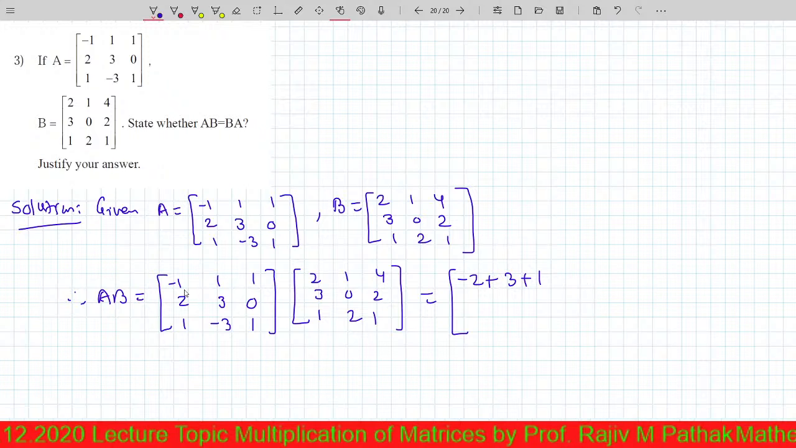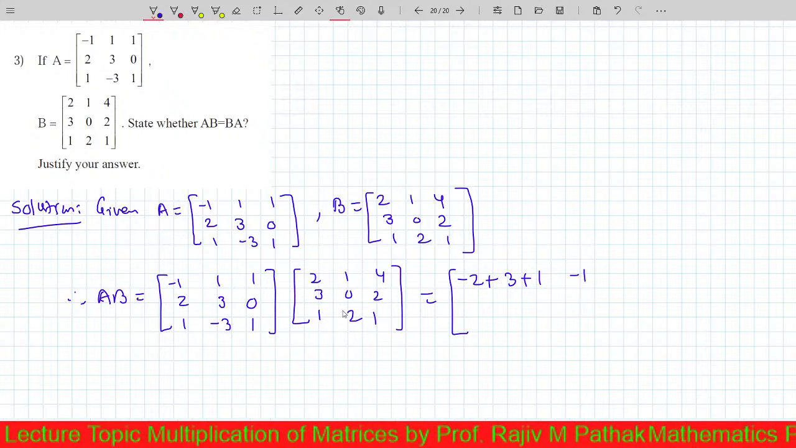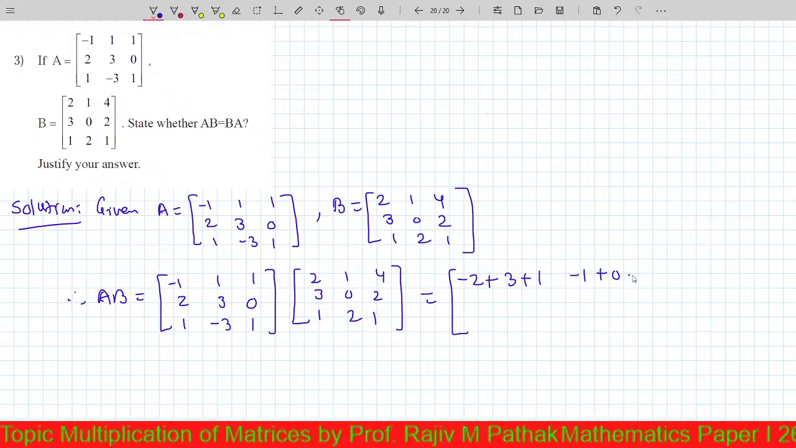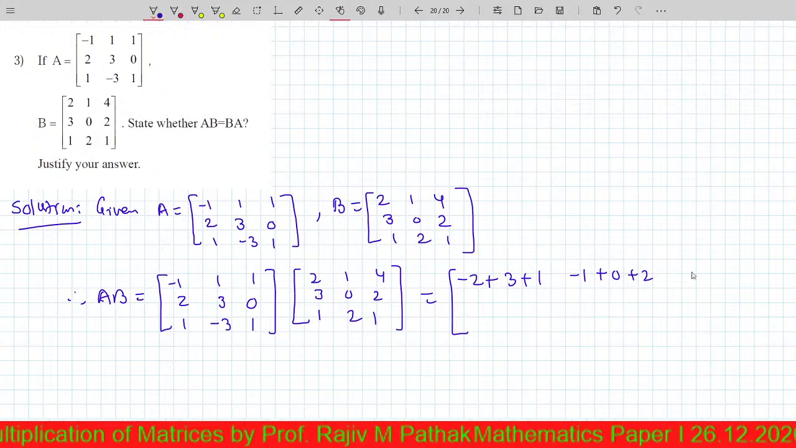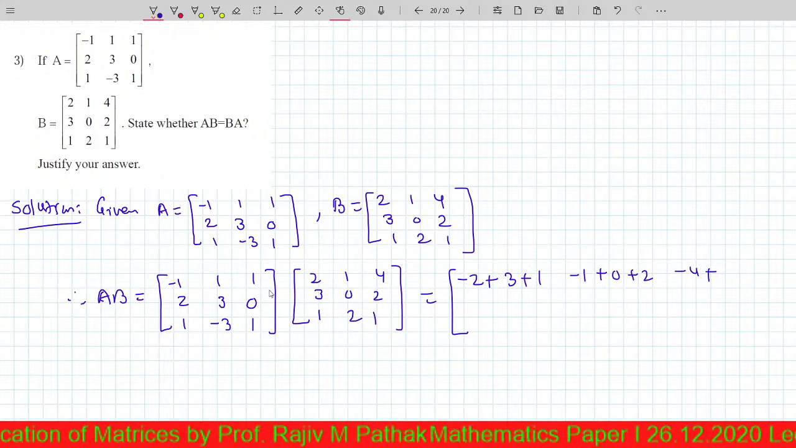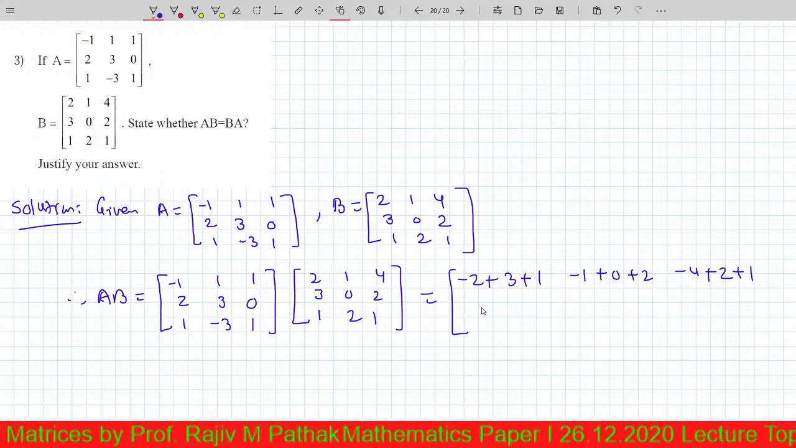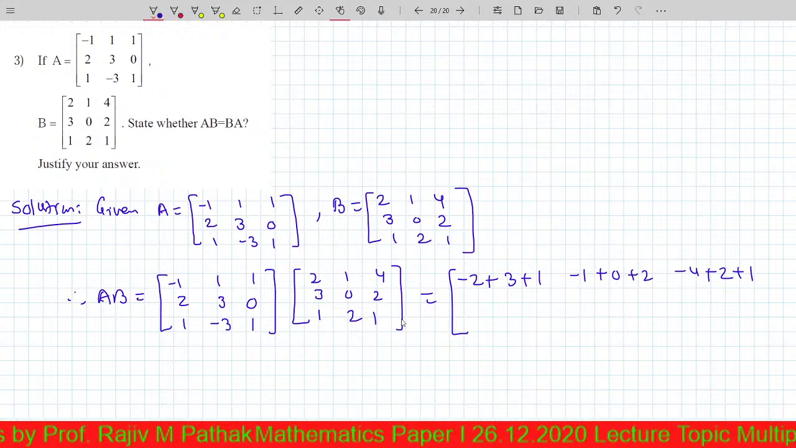Give space, then first row with second column. So -1 into 1 is -1, 1 into 0 is 0, 1 into 2 is 2. Then again give space, there is a third column. So -1 into 4 is -4, plus 1 into 2 is 2, plus 1 into 1 is 1. Okay, so first row multiplication with first column, second column and third column of the second matrix is done.